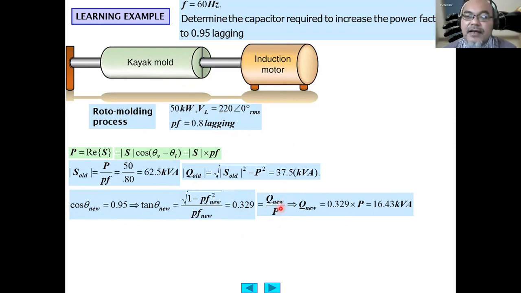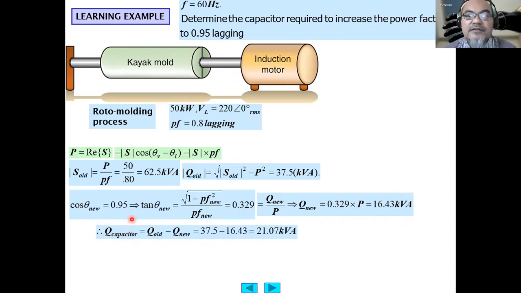The new reactive power divided by the active power too. So from here, we obtain the new reactive power equal to tangent theta times P, 0.329 times the power, and the power here is 50 kilowatt, and then we obtain 16.43 kilovolt ampere. Okay, so from here, we can calculate the capacitance.